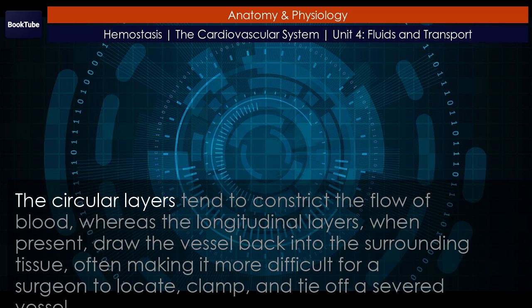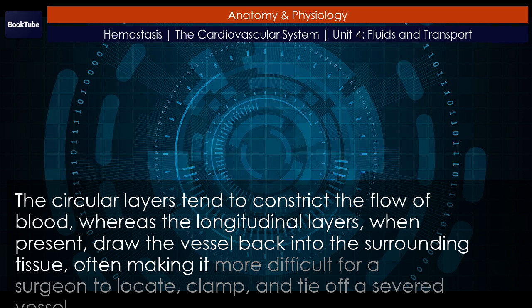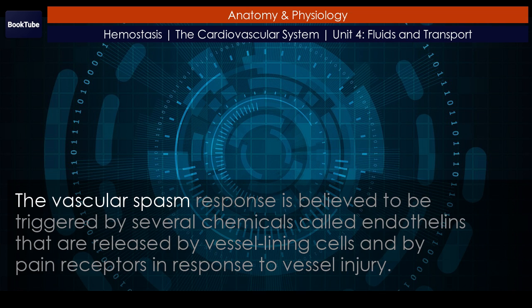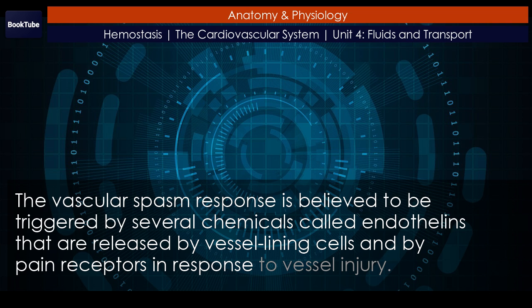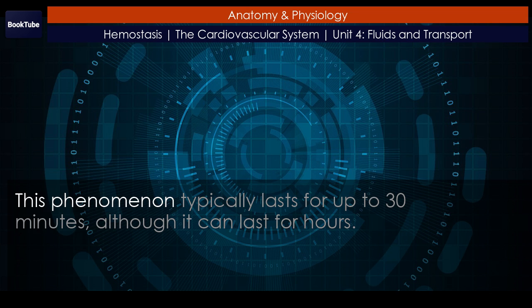The circular layers tend to constrict the flow of blood, whereas the longitudinal layers, when present, draw the vessel back into the surrounding tissue, often making it more difficult for a surgeon to locate, clamp, and tie off a severed vessel. The vascular spasm response is believed to be triggered by several chemicals called endothelins that are released by vessel lining cells and by pain receptors in response to vessel injury. This phenomenon typically lasts for up to 30 minutes, although it can last for hours.